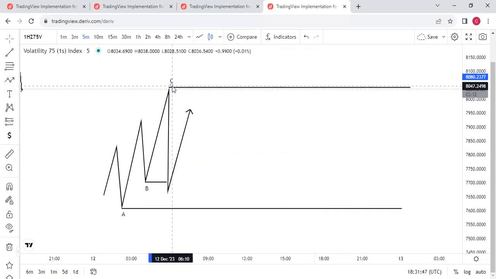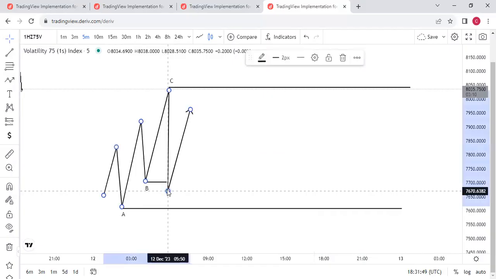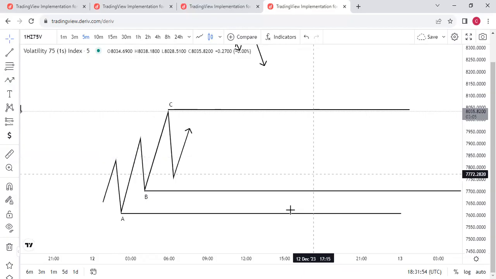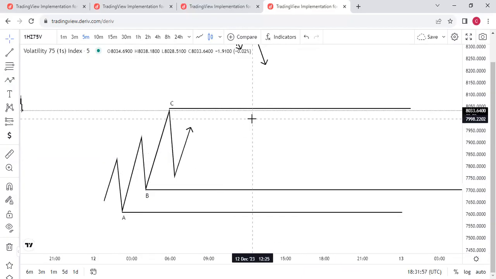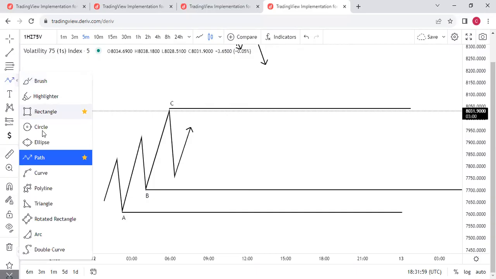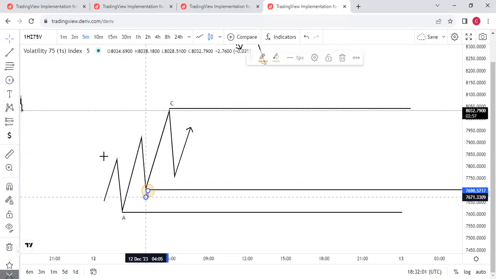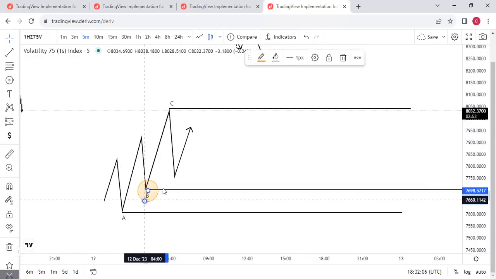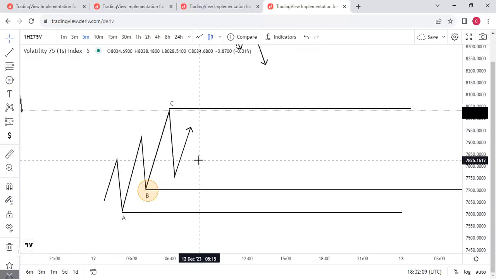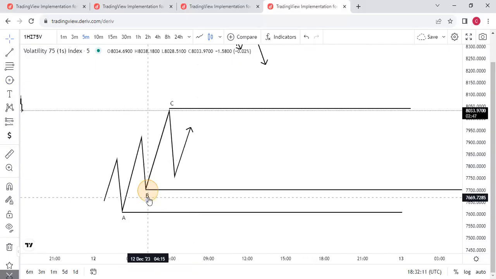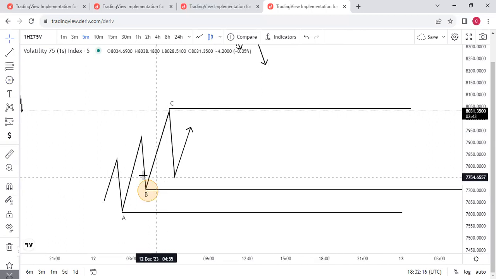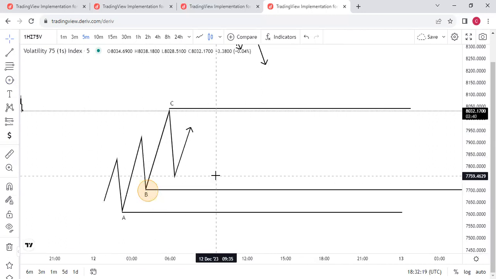Then there's this rule that says that B must be taken out. You see this B right here? This B is your enemy in the advanced market structure. This is your number one enemy here. Without taking out this B, trust me, market will not move in that direction. You need to make sure that B is taken out, always. So this B is your liquidity in the markets. Are you following?